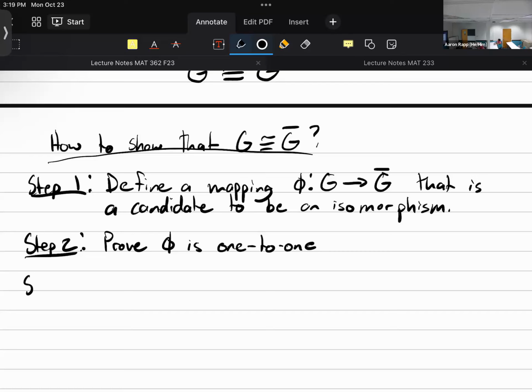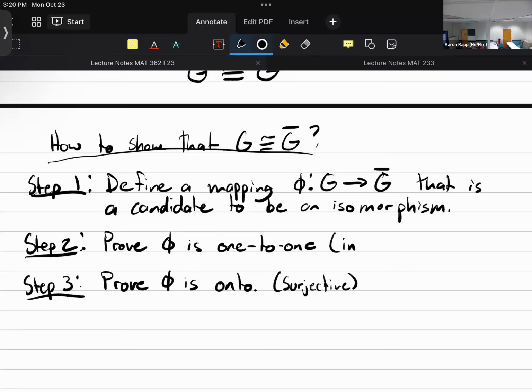So what would you guess I would list as step 3? Surjective. Yes, all right, this whole thing together here. Injective, so if it's one-to-one and onto, injective and surjective, that checks off the bijective part.